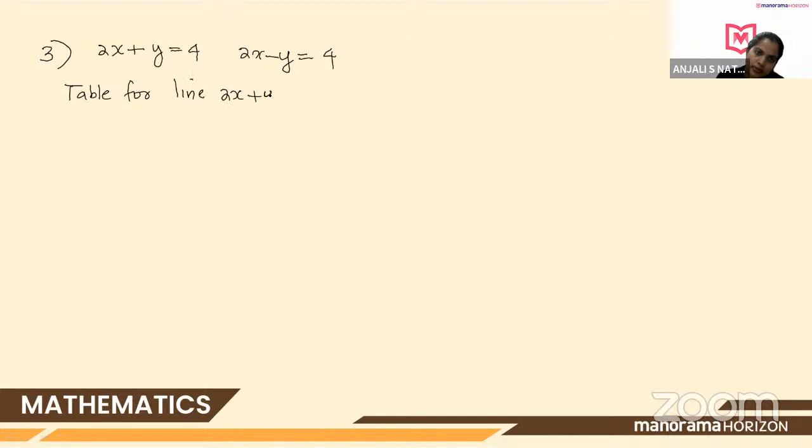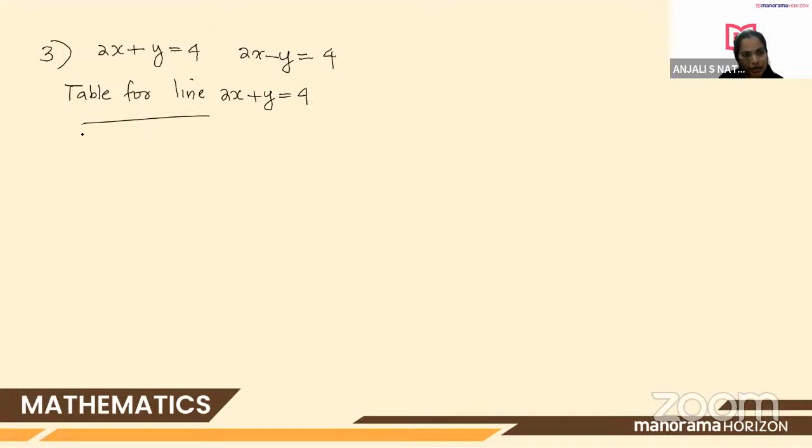So question number 3. We have two equations here, that is 2x plus y is equal to 4 and 2x minus y is equal to 4. So we have to draw the graph of these linear equations. So we have to create a table first. That is the table for the line 2x plus y is equal to 4.